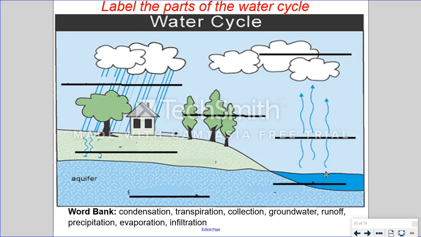Evaporation is water that is evaporating up into the sky due to thermal energy from the sun. And infiltration is any water that actually gets absorbed into the ground and it infiltrates the layers of the ground and it eventually becomes groundwater.